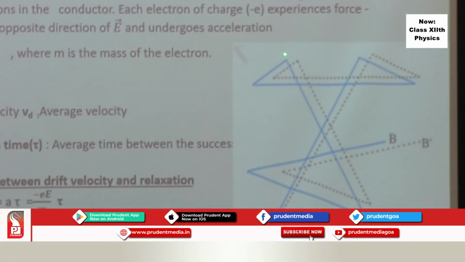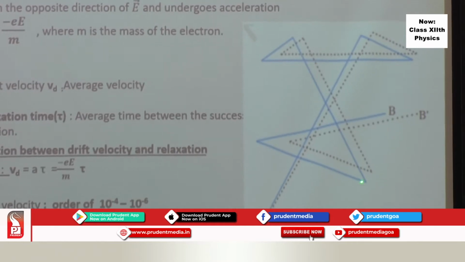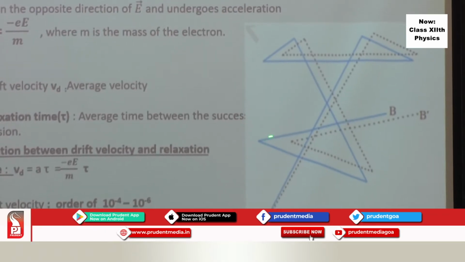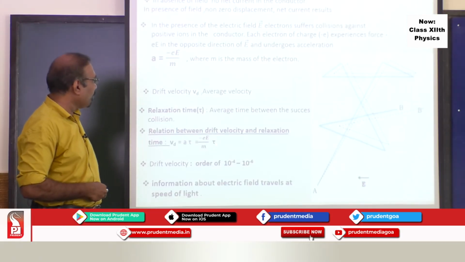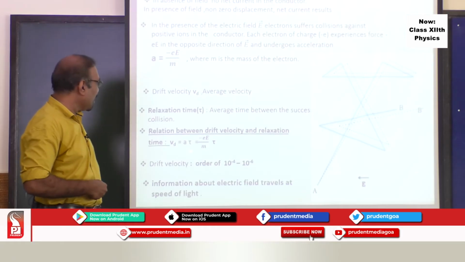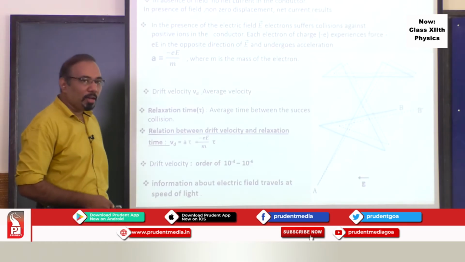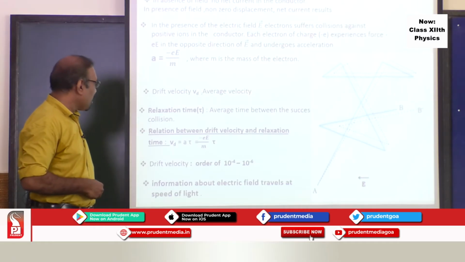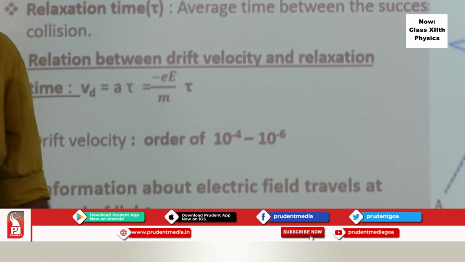So suppose the electron has collided here and moves on to this point. Here it takes more time, here it takes less time, here it takes more time. So the average time is the relaxation time, denoted as tau. And you can easily come out with the formula: drift velocity is minus eEτ upon m. We can calculate this drift velocity, and it is of the order of 10 raised to minus 4 to 10 raised to minus 6 meters per second.